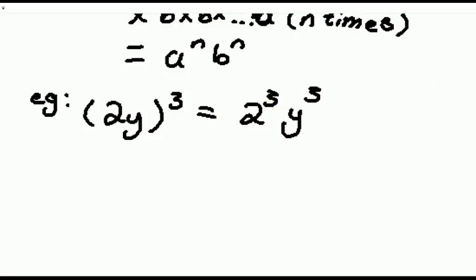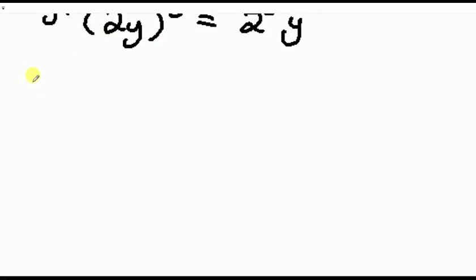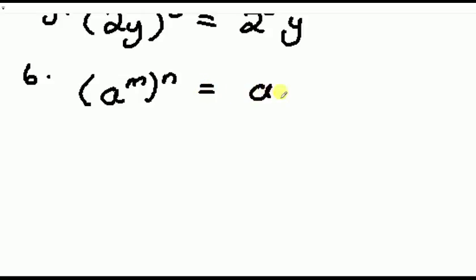So let's get to rule number 6, which will be (a to the power m) all to the power n, or everything to the power n, is equal to a to the power mn. So how we came up with this one is that we made everything which is inside the bracket to be one term.